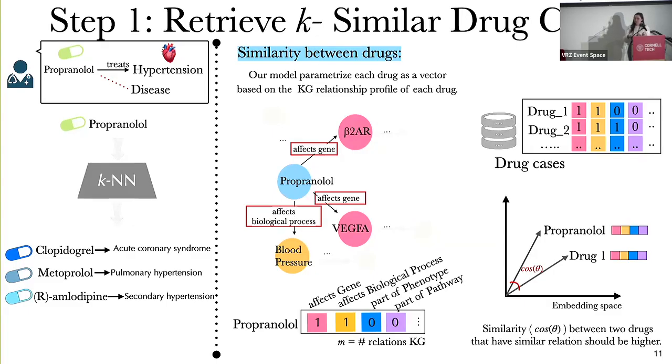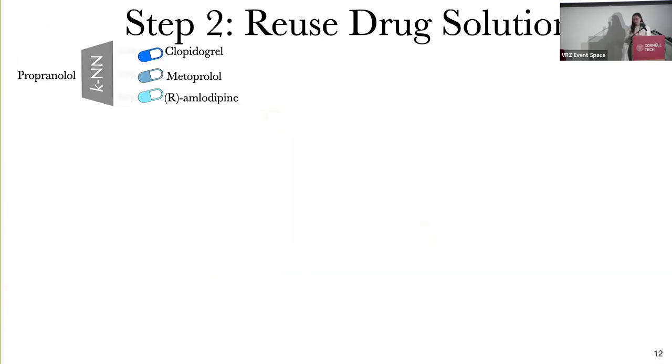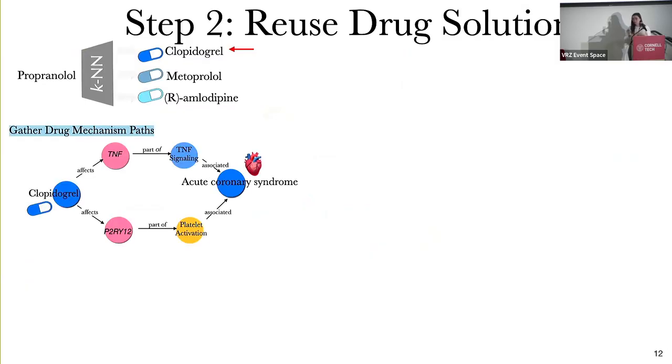And the idea is that if they're sharing relations, we can use the relations in their knowledge graph for the problem that we're trying to solve. So once you define your nearest neighbors elements, you look at the solutions they're using. Over here, I'm just showing one example. The first example, clopidogrel helps for acute coronary syndrome. And you look at the paths on your knowledge graph. Over here, I'm just showing 2 paths, but you can decide how many you want to look at.